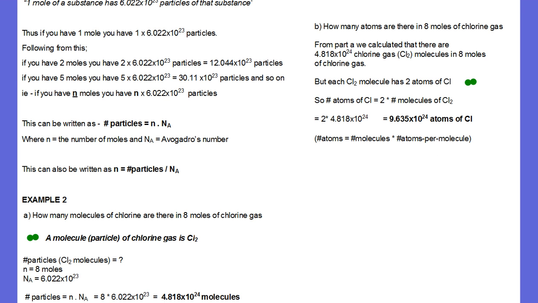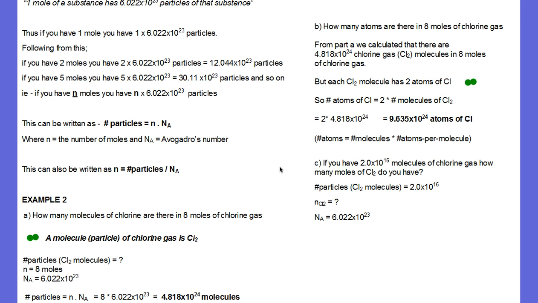The next question you've been asked is, if you've got this many molecules, 2 by 10 to the 16 molecules of chlorine gas, how many moles of chlorine do you have? So this time, we're not being asked for the number of particles, we're being asked for the number of moles. This could be a good equation to use, because this equation will tell me the number of moles. So what do I know from the question? The question's told me that I've got 2 by 10 to the 16 particles. I've been asked to find the number of moles, and I know Avogadro's number is 6.022 by 10 to the 23.